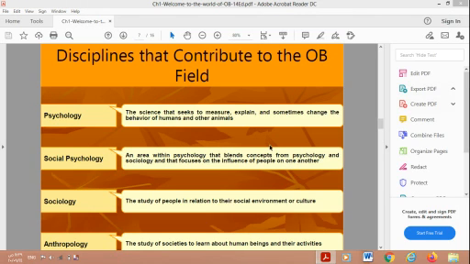Okay, this slide is talking about the disciplines that contribute to the organizational behavior field. Organizational behavior is a science which is built on the contribution of a number of other disciplines such as psychology, social psychology, sociology, and anthropology. Okay, so the first discipline which contributes to organizational behavior is psychology.